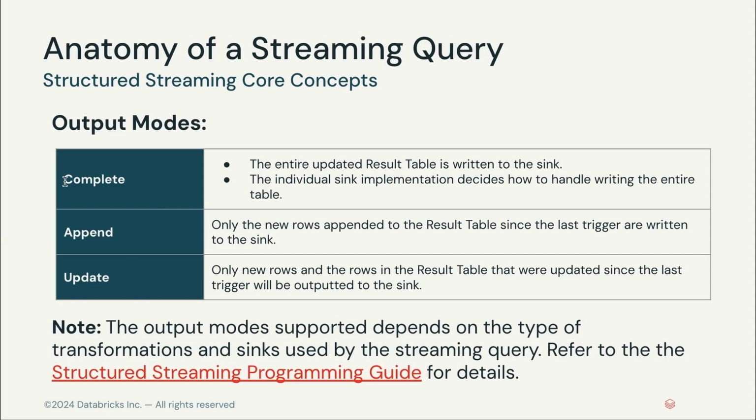Now we also have output modes. If we're doing complete output mode, then the entire result table is going to be written to the sink. The individual sink implementation is what decides how to handle writing the entire table. We also have append mode, and in this case, new rows are going to be appended to the result table since the last trigger. And then we also have update, where only new rows and the rows in the result table that were updated since the last trigger will be output to the sink. Now, the output modes that are supported do depend on the type of transformation and the sinks that are involved in the streaming query, and I invite you to click this link for more details on that.